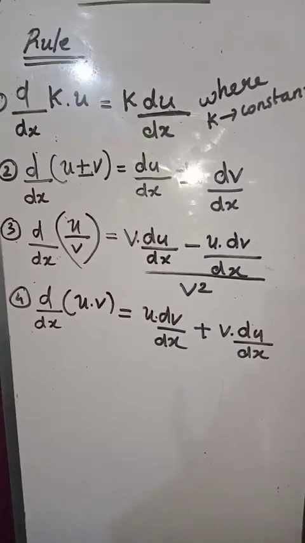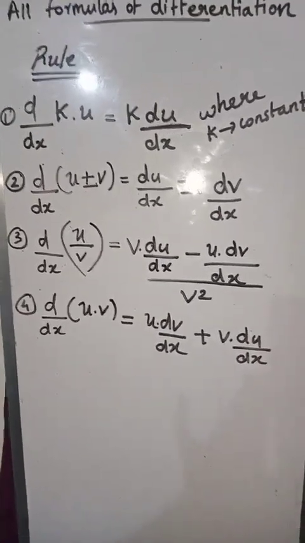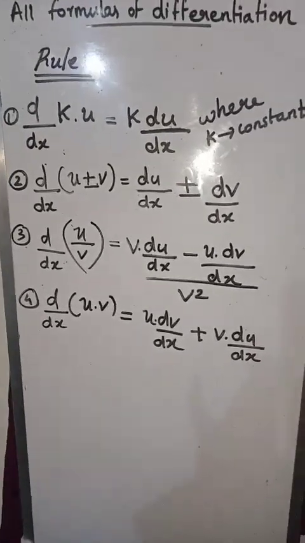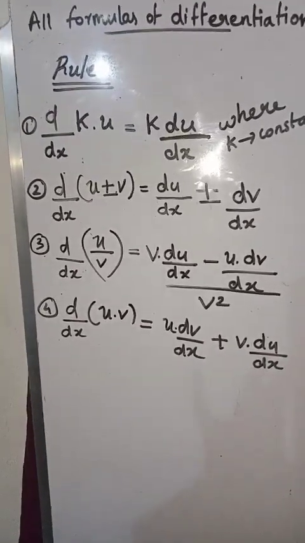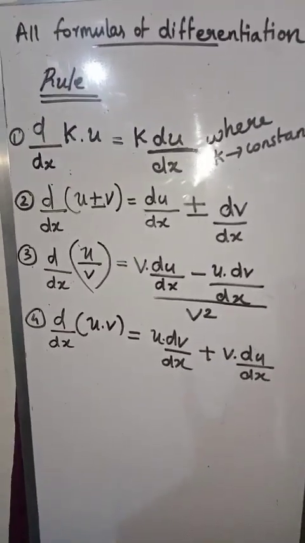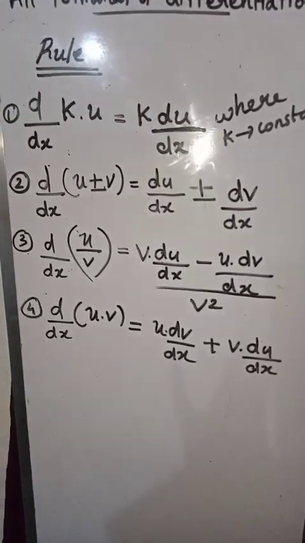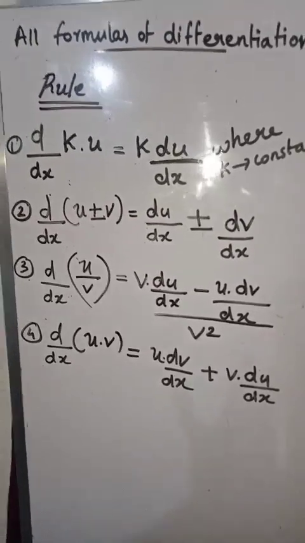First one, d by dx of ku is equal to k du by dx, where k is a constant. So when we are differentiating ku, here k is a constant, so we are taking it outside. So k into du by dx is the result. So the constant is taken outside and the differentiation of u is taken.